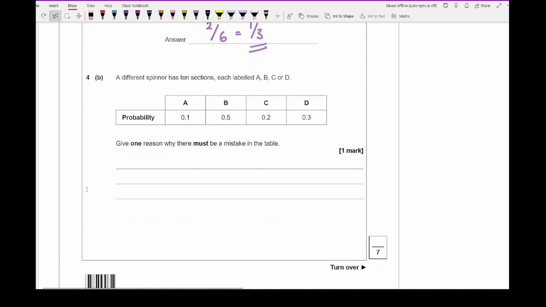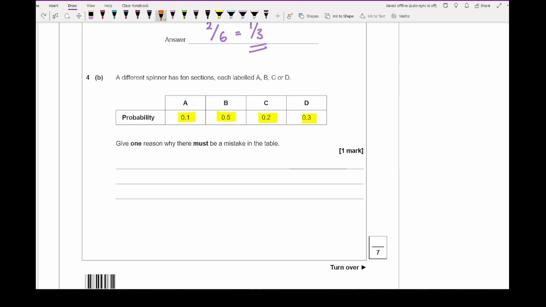Moving on to question 4b, it says a different spinner has 10 sections, each labelled A, B, C or D. And the question is asking us to give one reason why there must be a mistake in the table. Now for this, if we add up the probabilities, we can see straight away that in order for this to be true, all of these probabilities must add up to 1, in which they don't.